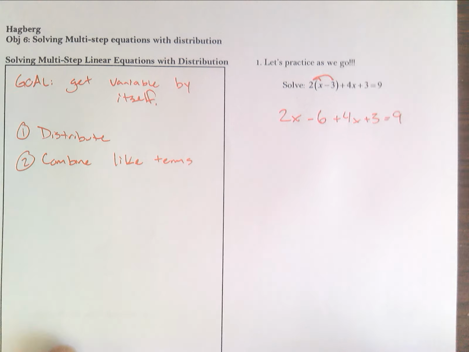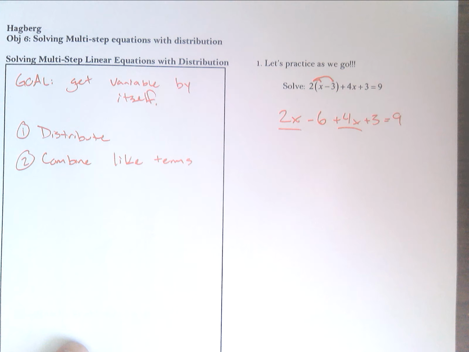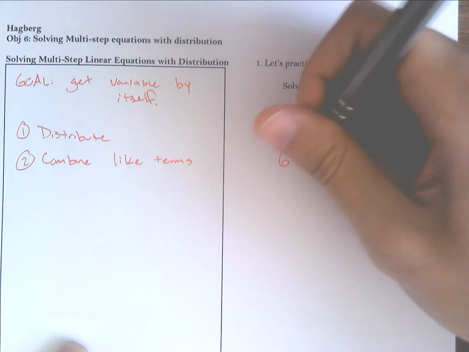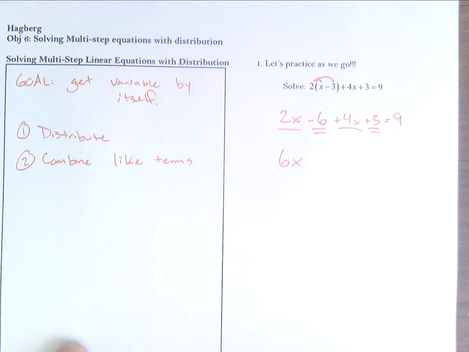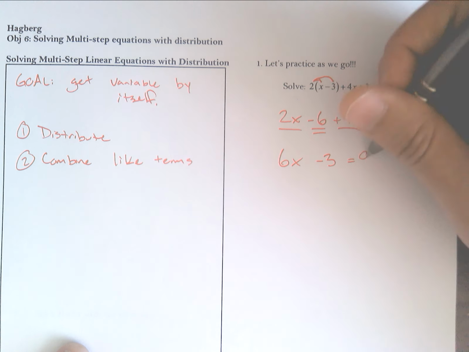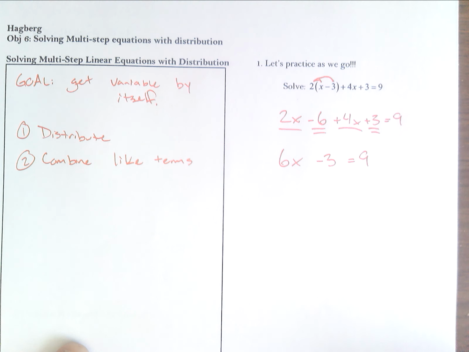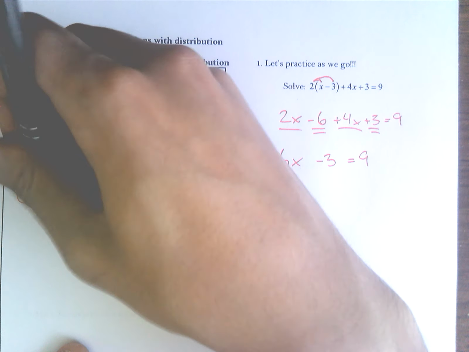So looking at this here, like terms, I see we have 2x and 4x. That gives us 6x. And we have a minus 6 and a plus 3. So negative 6 plus 3 is negative 3. So minus 3. And I'll bring down the equals 9. And then the last step is solve as usual.